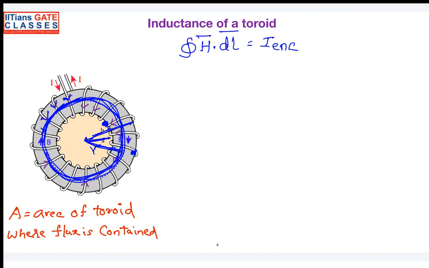Our approach is the same, irrespective of whatever the magnetic circuit is. First find the magnetic field intensity. So in this case, can anybody say what the magnetic field intensity will be? You can switch on your mic and say.